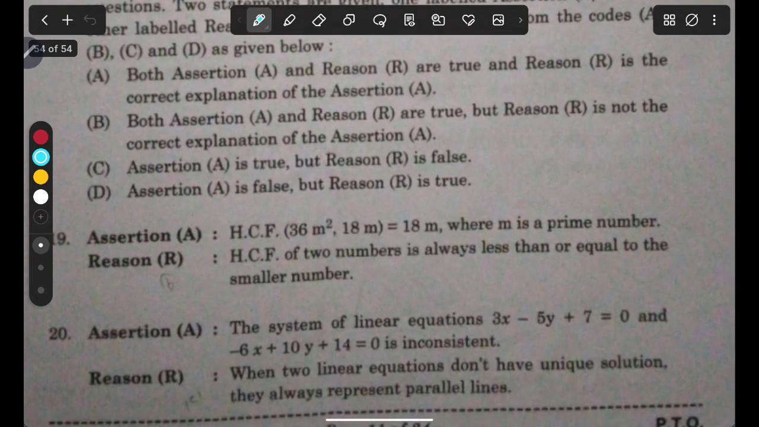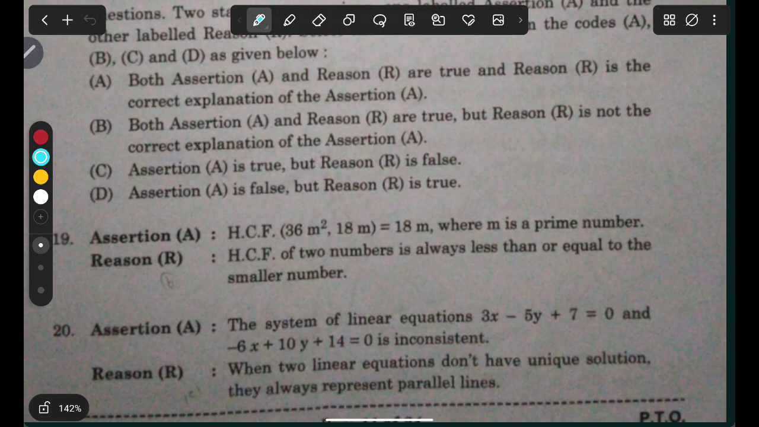Now coming to the assertion reason questions. The first question is: the HCF of 36m square and 18m is 18m. Is it true? 18 times 2 is 36, so the HCF of 36 and 18 is 18. And the HCF of m square and m is m, so 18m. So this is true, where m is a prime number.